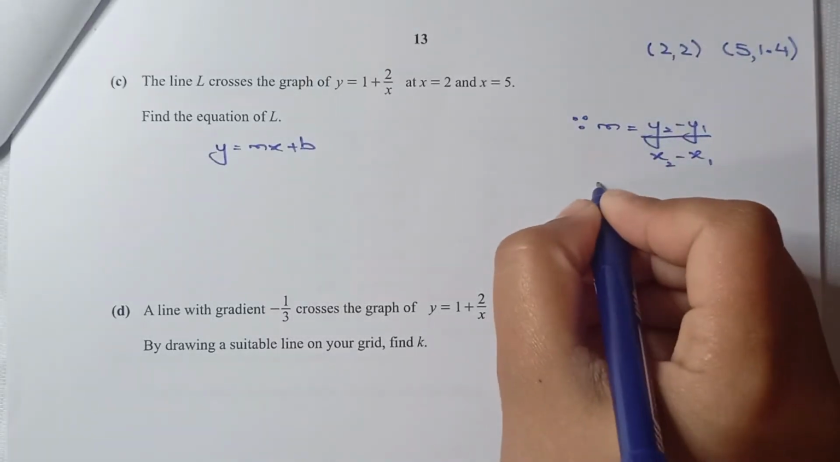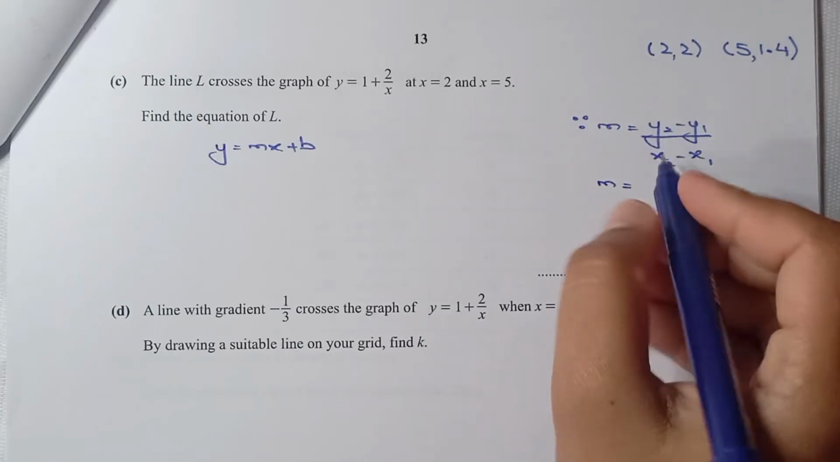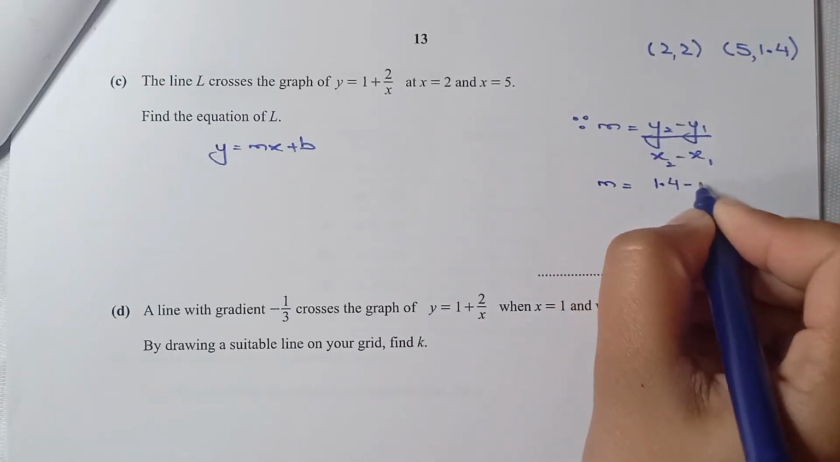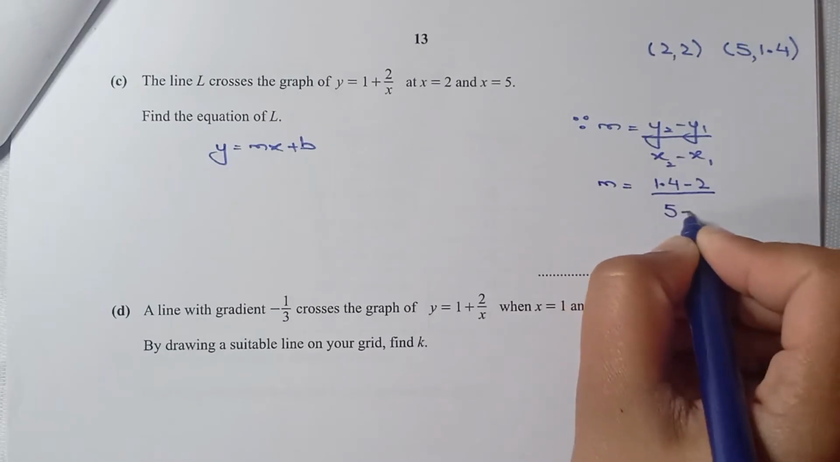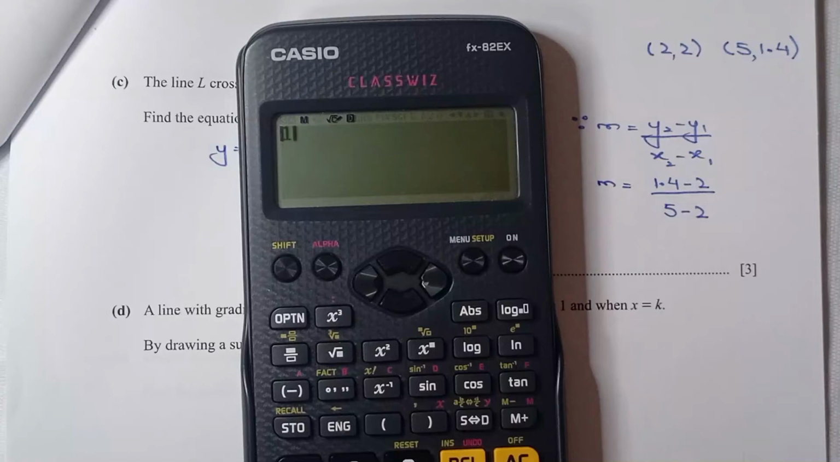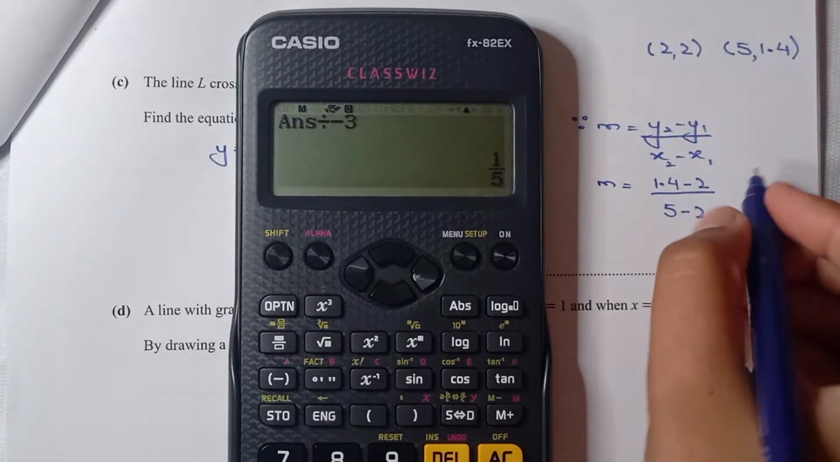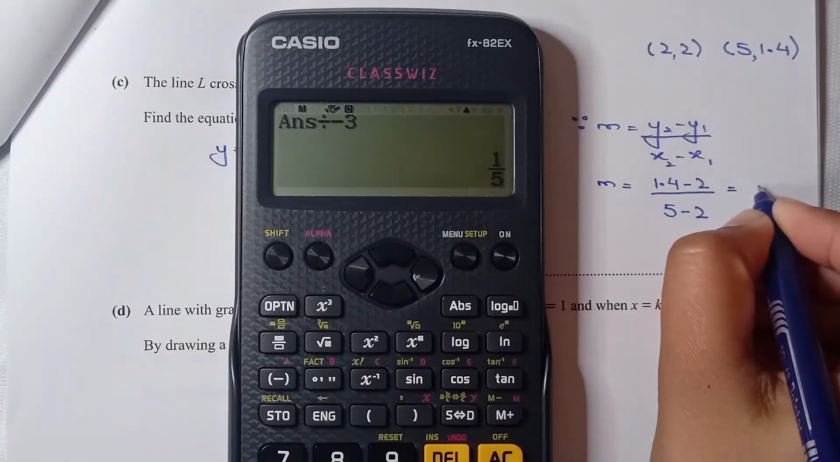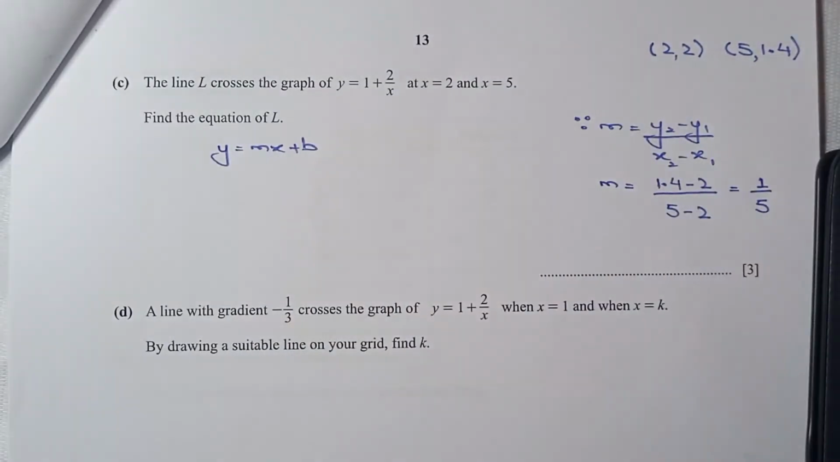So the slope will be y2 minus y1 over x2 minus x1, that is 1.4 subtract 2 over 5 minus 2. 1.4 subtract 2 and divide by 5 minus 2 is negative 3. So the slope is 1 by 5, with the positive, yes. Okay, so we got the slope 1 by 5.